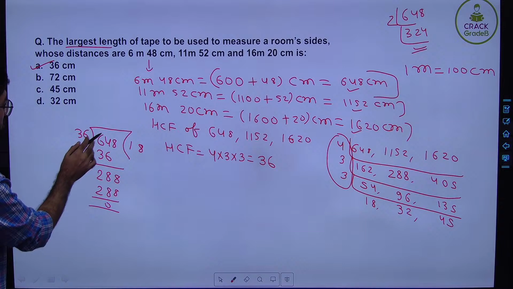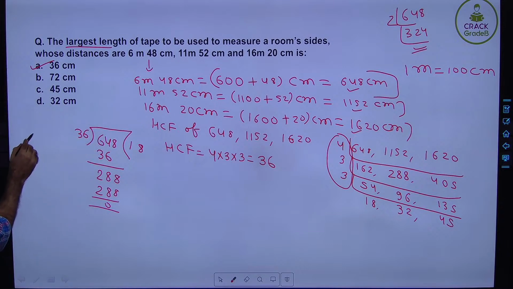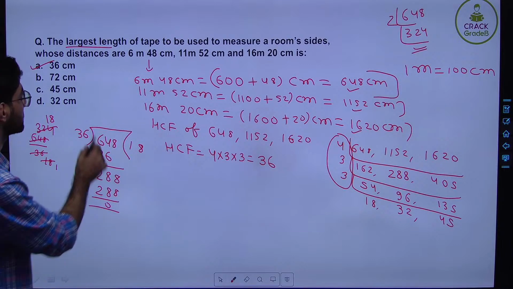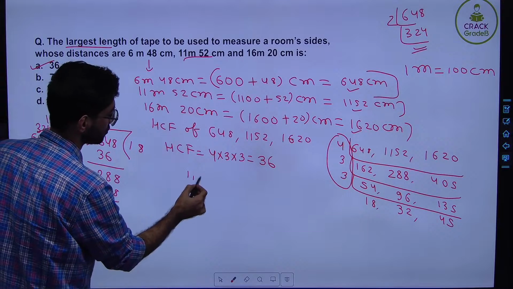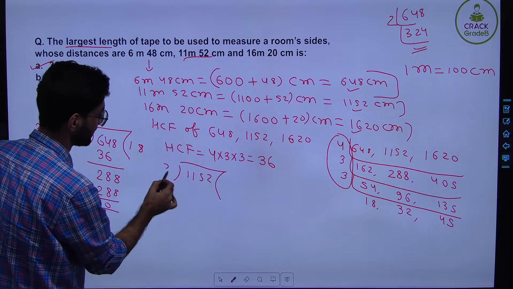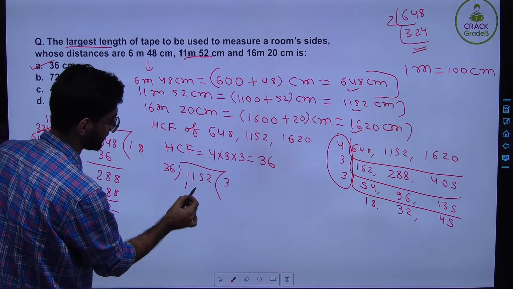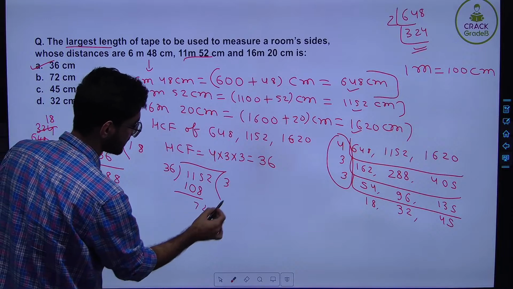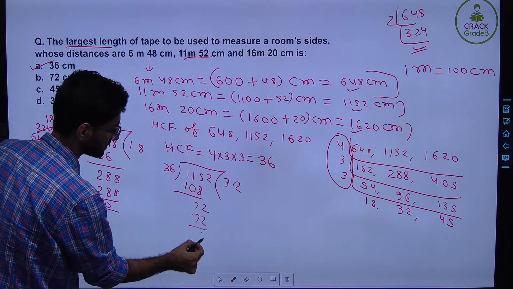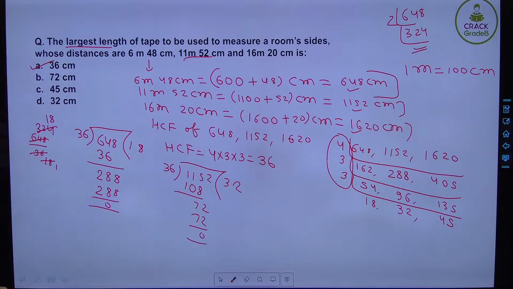Right? And suppose you are not able to deal with these numbers in this way, you can use 648 by 2, 36, 2 into 18, 2 into 324. Then if you can recall, the square of 18 is 324. Means this number is divisible by 36. Then 1152 should also be divisible by 36. So 36 into 3 is equal to 108, 72. See, this number is also divisible by 36.